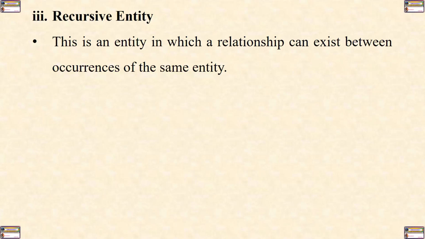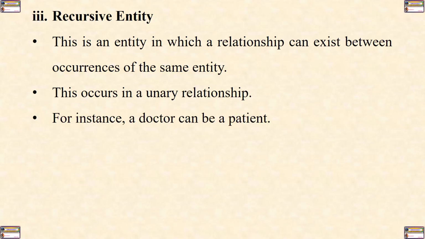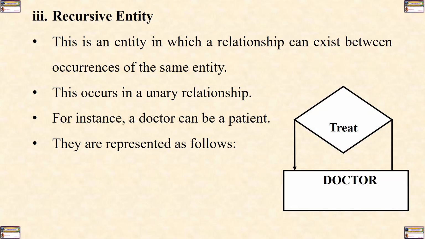Number three, we have what we call recursive entity. This is an entity in which a relationship can exist between occurrences of the same entity. This occurs in a unary relationship. For instance, a doctor can be a patient, and we can represent that this way. At one time, a doctor is treating a patient. But then, if the doctor is sick, he or she becomes a patient. So that's called recursive. At one point, you're in the status of a doctor. At the other, you are a patient.